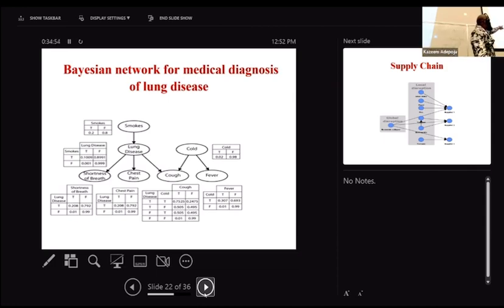Lung disease. Okay, smokes. We believe that smoke actually causes lung disease, and the lung disease, what are those symptoms that you're actually going to see? Oh, shortness of breath, chest pain. Okay, and look at that again. Lung disease also causes cough. Cold also causes cough, as an example.